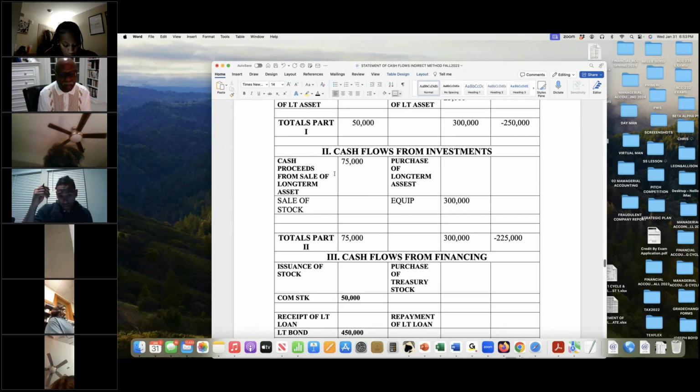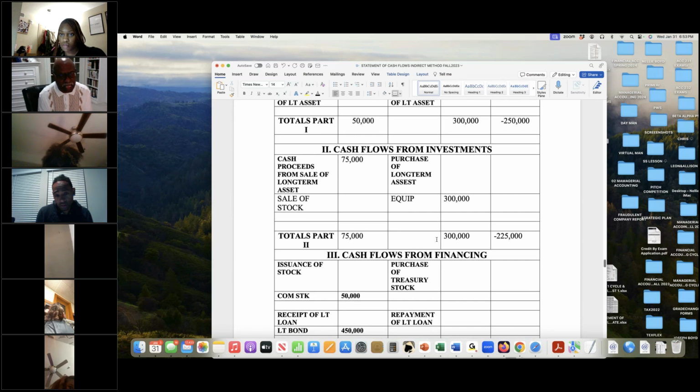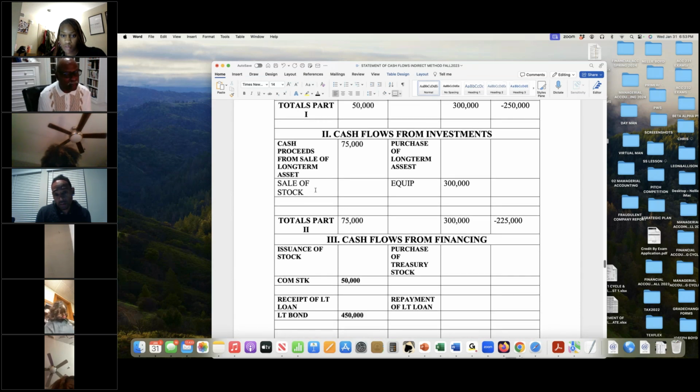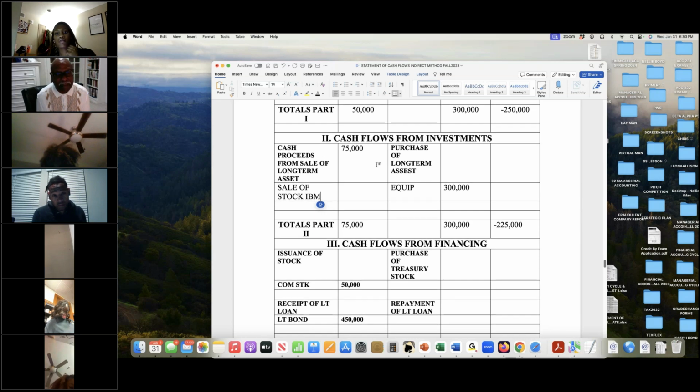Part 2 has the long-term assets: stock, land, and equipment. This is not your stock, this is stock in somebody else. So this might be IBM stock that you're investing in. It's not your stock, okay? This is you made an investment in IBM.